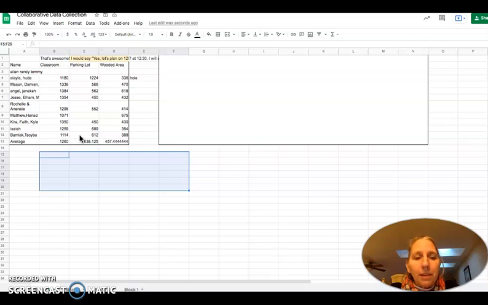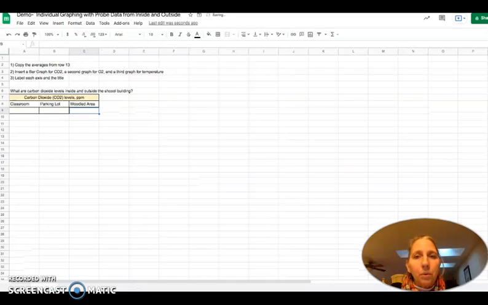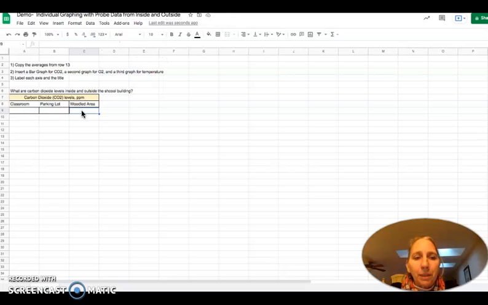So you need to copy these numbers into your individual document here. This is the block 4 data that I've copied over, so make sure you have numbers here from your block. If you were in block 1, we didn't have time to go outside and collect that data, so you can use either block 2, 3, or 4 data.